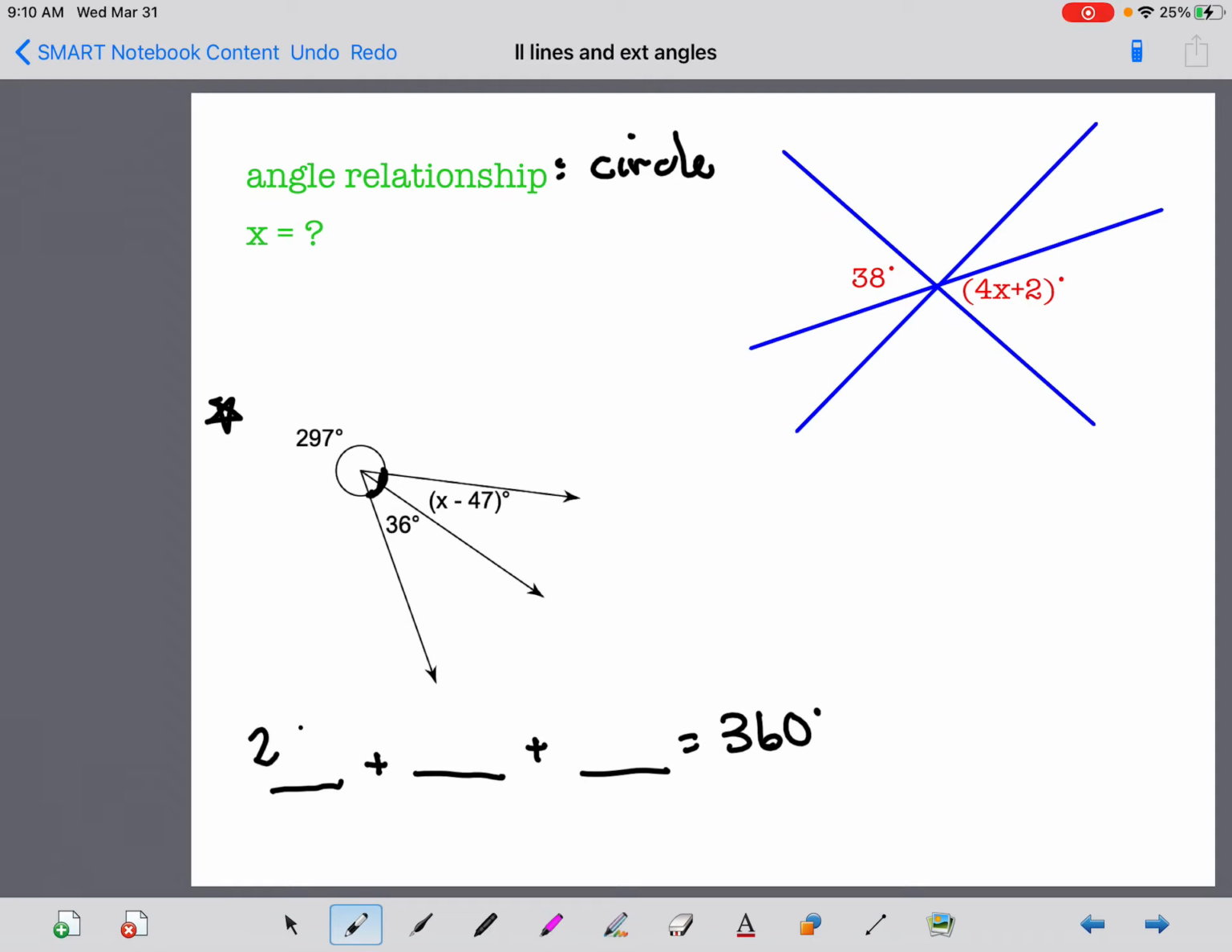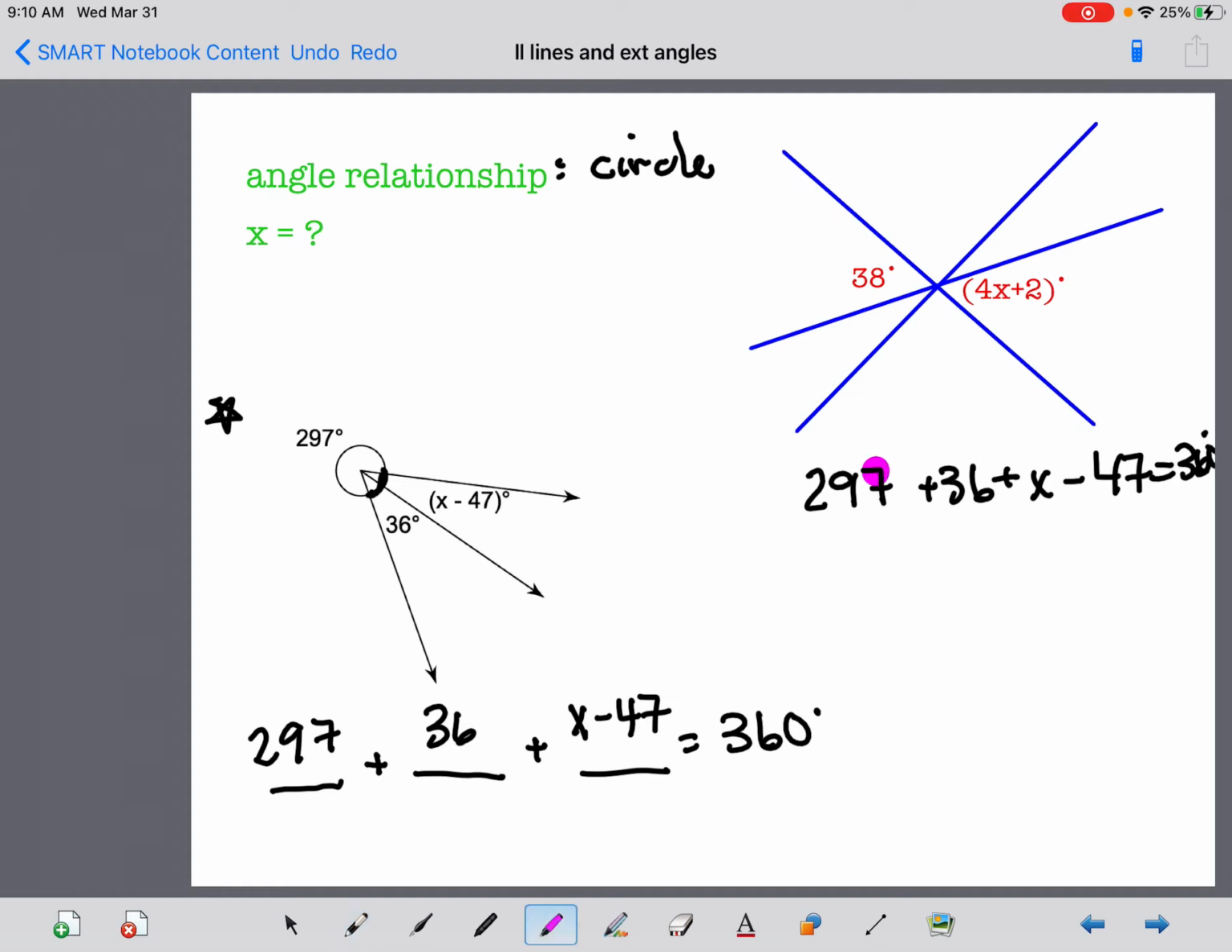So angle number 1 is 297, angle number 2 is 36, and angle number 3 is x minus 47. So my equation I'm trying to solve is 297 plus 36 plus x minus 47 is equal to 360. Oh, I'm even running out of room again. All right, so remember the first thing I should always do is combine my like terms. Here are some plain numbers, and so I'm going to combine those numbers together.